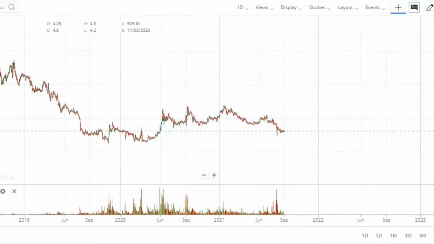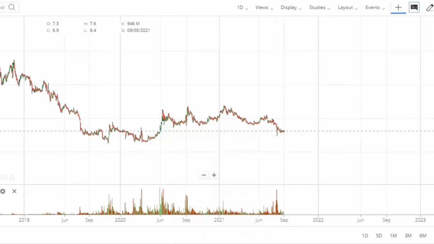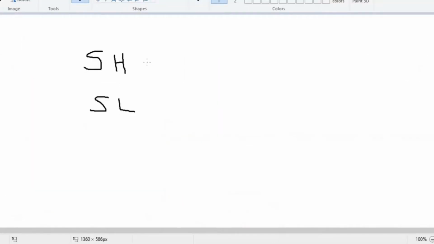So I hope you have understood Fibonacci retracements and extensions. This is how you use it. You have to have a swing low and a swing high. Okay, a swing low you need, a swing high you need, and then you have to plot the chart according to how the market has behaved.